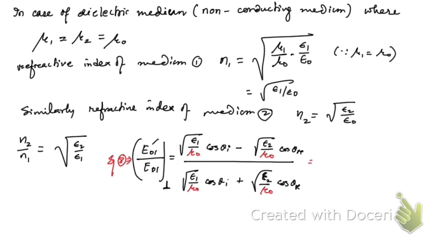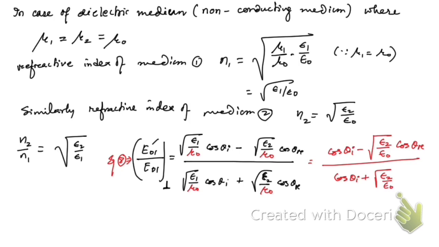Then we're gonna have cos theta I equal to minus epsilon 2 by epsilon naught. When you multiply with mu naught by epsilon 1, this mu naught will be cancelled. So we're gonna end up getting this, right? Hope you have understood this. So here we're gonna get cos theta r. Similarly, in the denominator we're gonna get cos theta I plus root over epsilon 2 by epsilon naught. So cos theta r, that's what we have got, right?